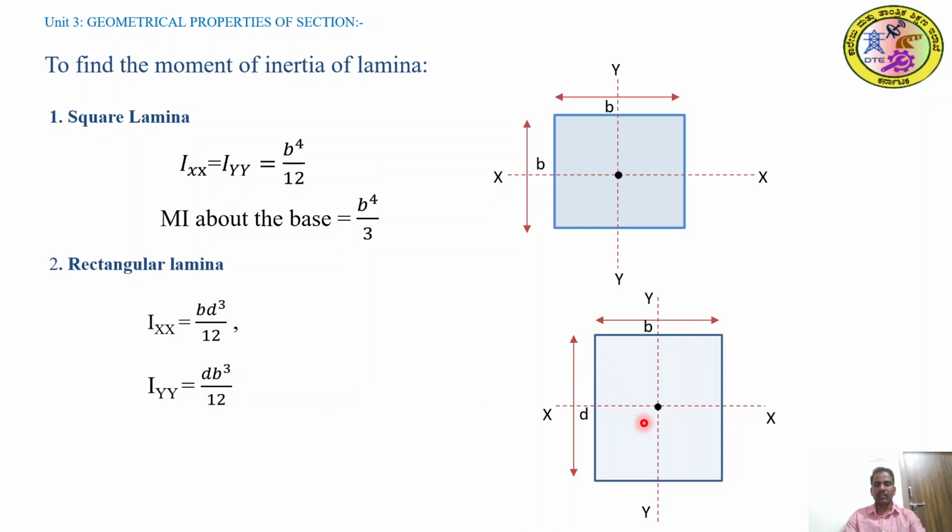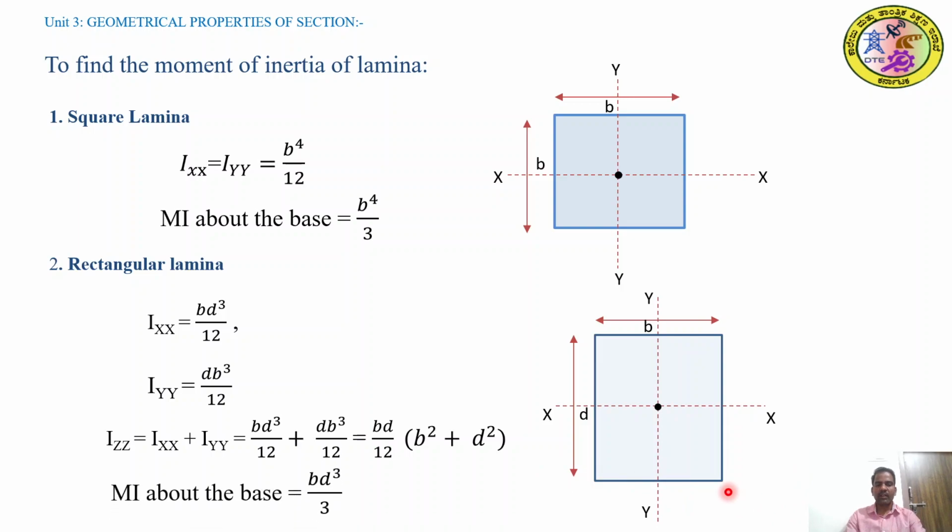And if we consider the zz axis, it is the addition of xx axis and yy axis. That is Izz is nothing but moment of inertia along x axis and moment of inertia along y axis. Here it is b d cube by 12 plus d b cube by 12. If we take common b d divided by 12, it's b d divided by 12 times b square plus d square. And if we consider the moment of inertia at the base of the rectangular lamina, it is nothing but b d cube by 3, the moment of inertia about the base of the rectangular lamina, if we consider the x-axis at the bottom of the rectangular lamina.